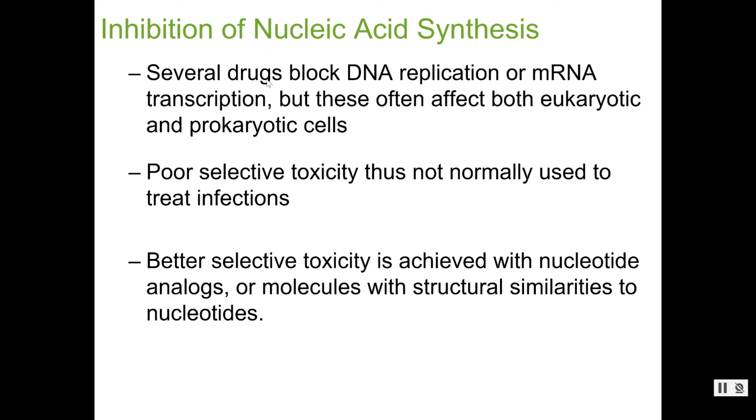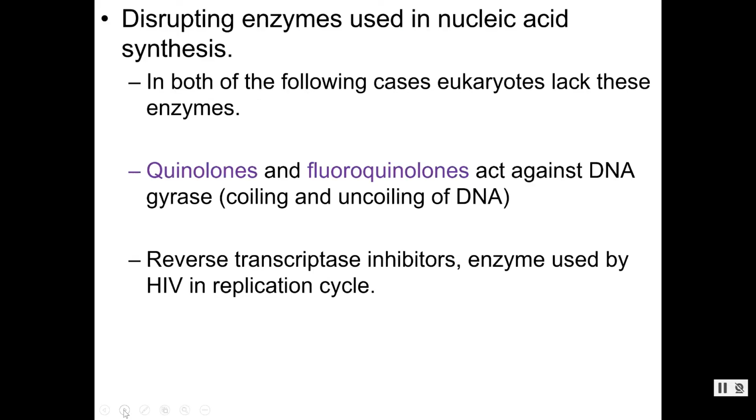Okay, so inhibiting synthesis, we can block DNA replication. We can block mRNA transcription, but again, this is very similar in host and pathogen. So these can often affect both eukaryotic and prokaryotic cells, so we have to watch for that. Therefore, drugs that just block replication and just block transcription are not usually used. We can block some enzymes, and we can use some nucleotide analogs. So let's look at both of those options.